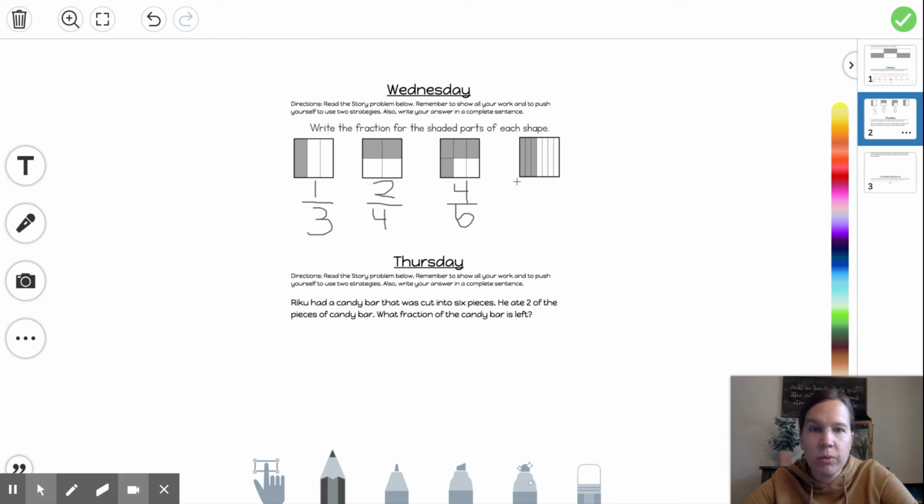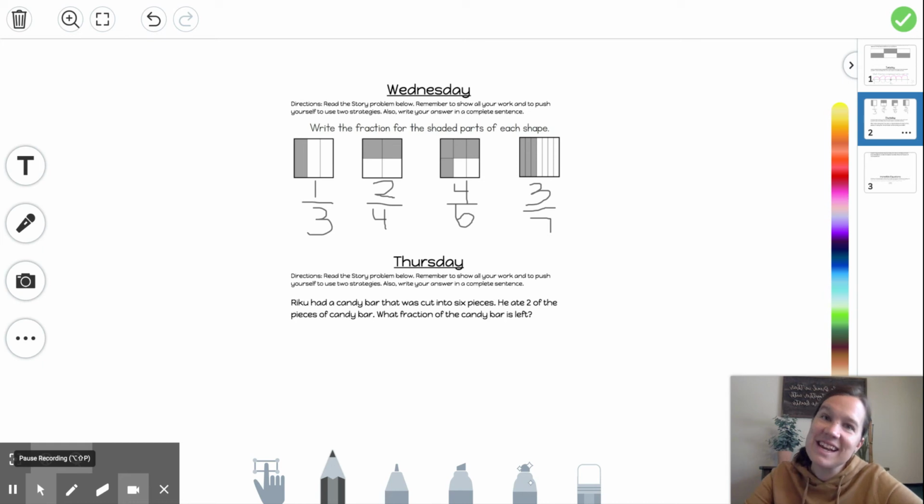And the last one for Wednesday, we had 1, 2, 3, 4, 5, 6, 7. 7 parts to make the whole, and I can see that 3 of them are shaded, so my fraction is 3/7.